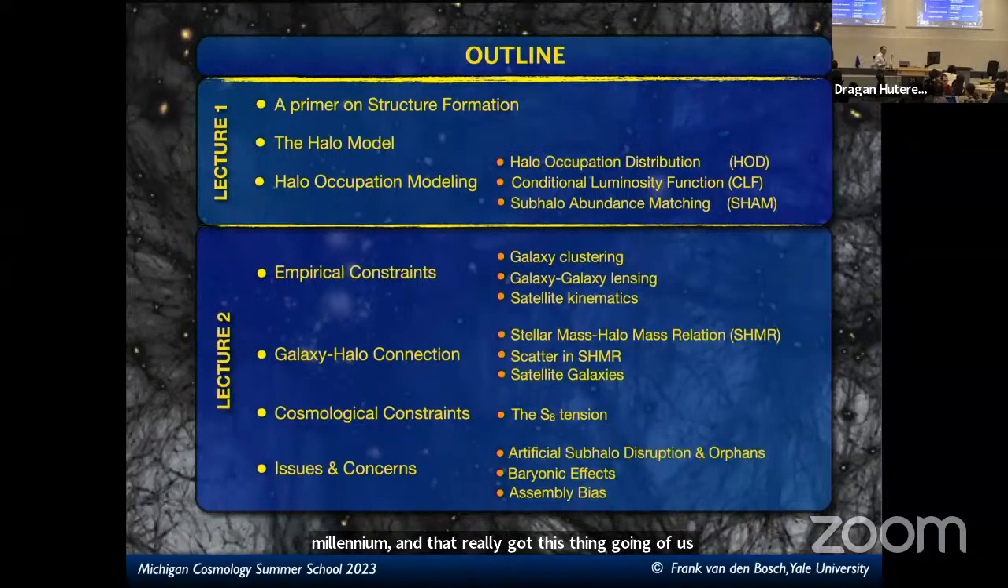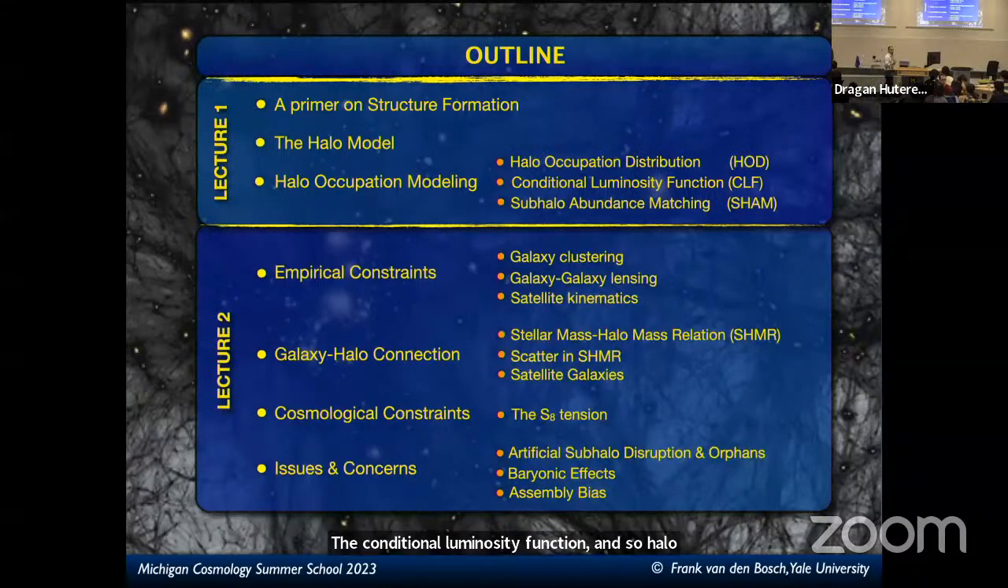And then we're going to talk about halo connection modeling itself. I'm going to cover 3 different statistics that people use to do this, which are the halo occupation distribution, the conditional luminosity function, and subhalo abundance matching. And probably that's where we're going to end today.